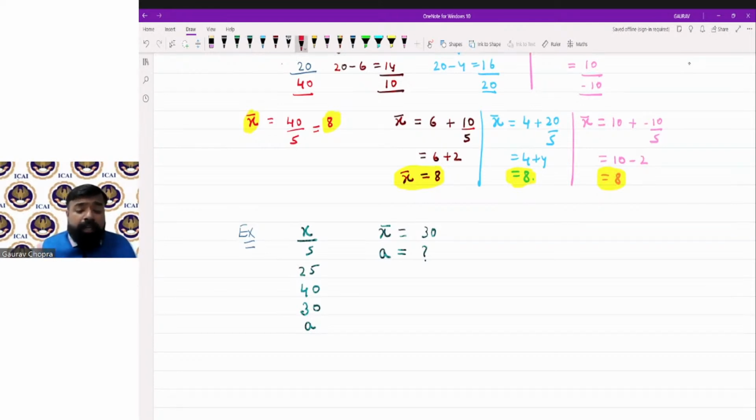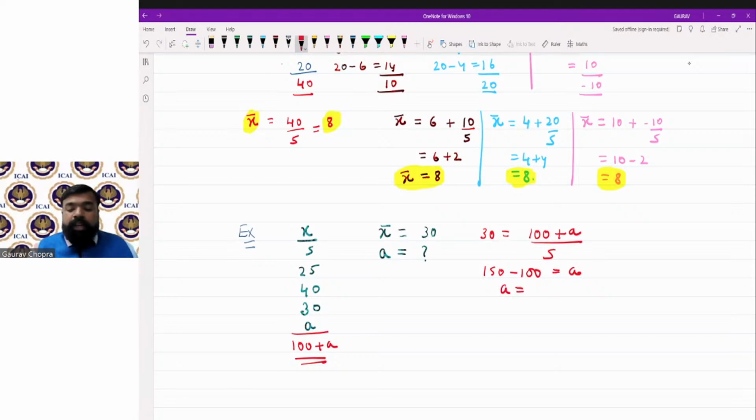So how we will calculate? So first of all, add all the observations. So how much is the total? 30 plus 40, 70 plus 30, 100. So 100 plus A. This is sigma x. So x bar is equal to sigma x upon n. N is 5. So on cross multiplication, 150 minus 100 is equal to A. So the value of A comes as 50. So this is your answer. So in this way, we can calculate the questions having missing figure. All right, till here.